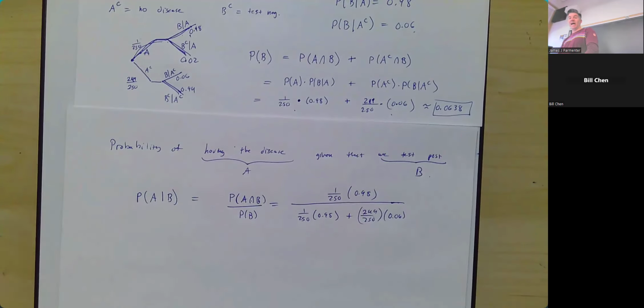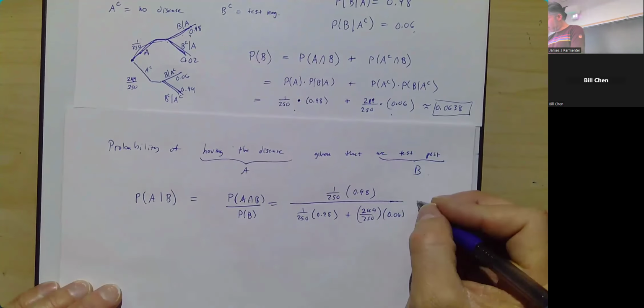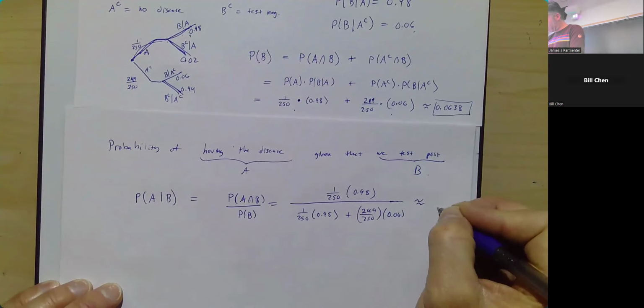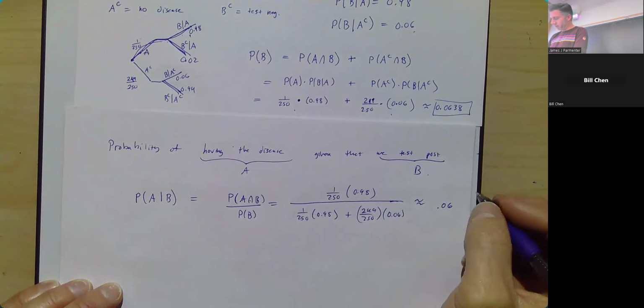Let's calculate that so you can actually see the number. I don't have it here, so I'm going to actually have to calculate it. So it's going to be approximately 0.98 divided by 250, divided by 0.0638 approximately. That's about 0.0614.